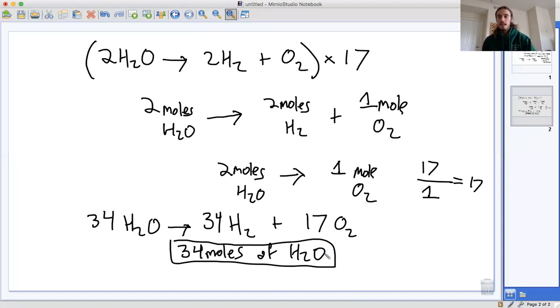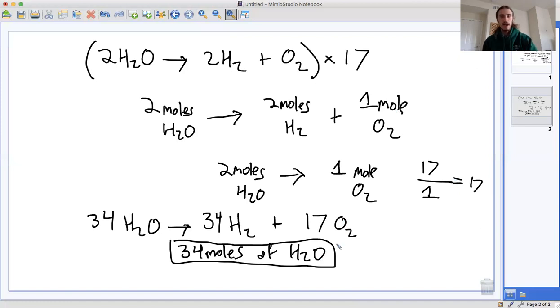Now, that's the answer, and that logic should make sense, right? If you need 2 moles of water to make 1 mole of O2, if you're going to make 17 moles, you need 34 moles of water, because you need to multiply your whole recipe by 17 to make sure you're getting the 17 moles of oxygen.